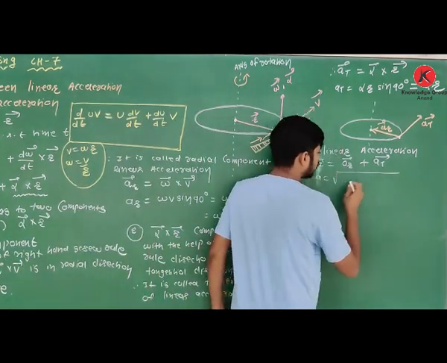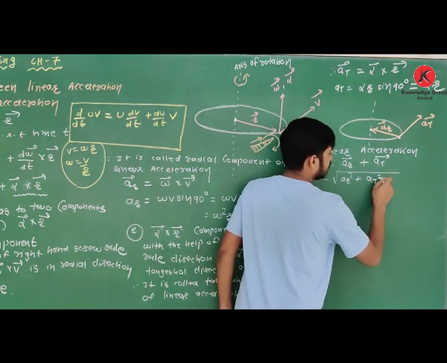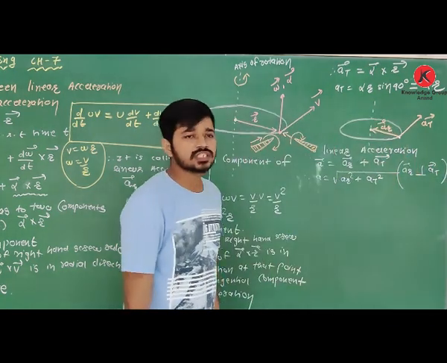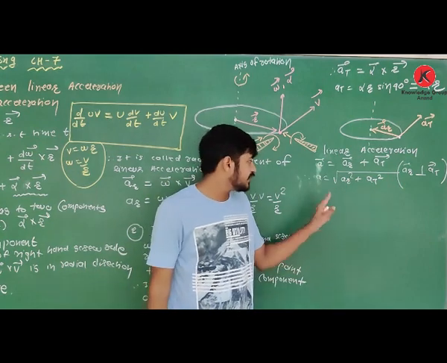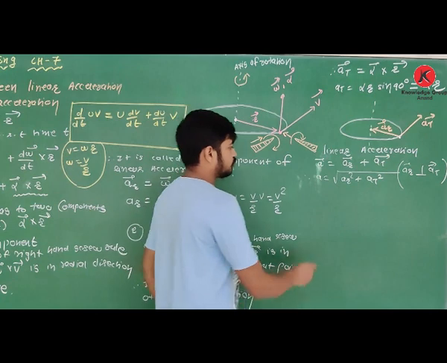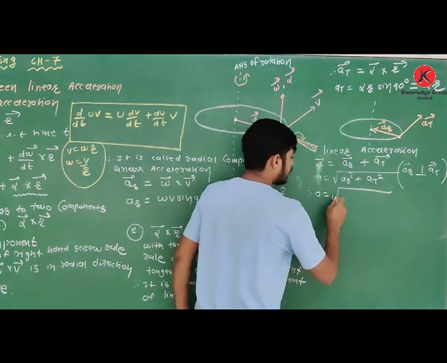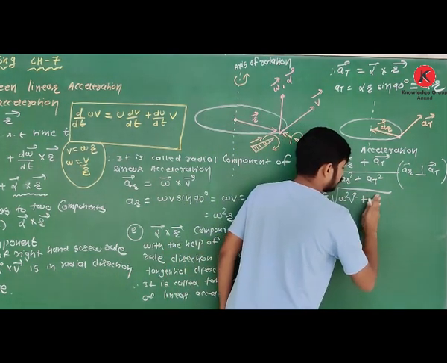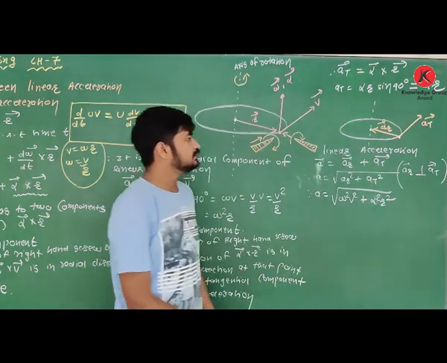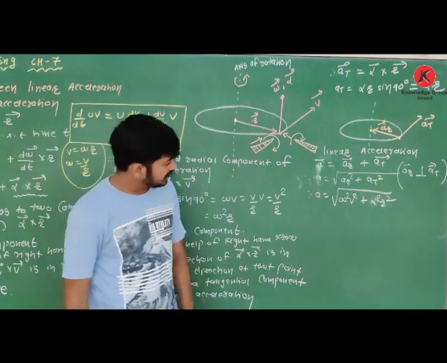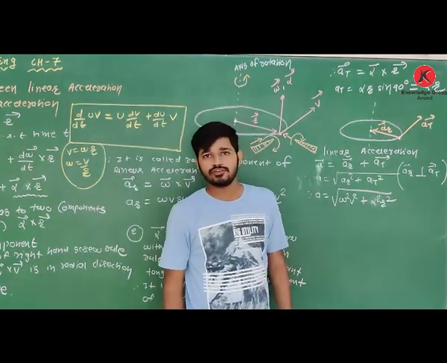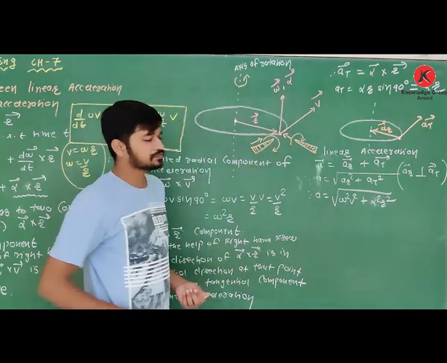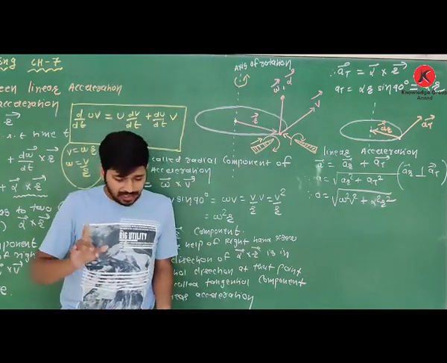And therefore its magnitude, how to write? A is equal to under root AR square plus AT square, because AR is perpendicular to AT. They both are perpendicular to each other, so angle between them will become 90. So how to find the magnitude? A is equal to under root AR square plus AT square, or I can say A is equal to under root omega square v square plus alpha square r square. Okay, so yes, it is relation between linear acceleration and angular acceleration. Yes, these two components you have to remember. If you have any doubt regarding this direction, I will again explain this.